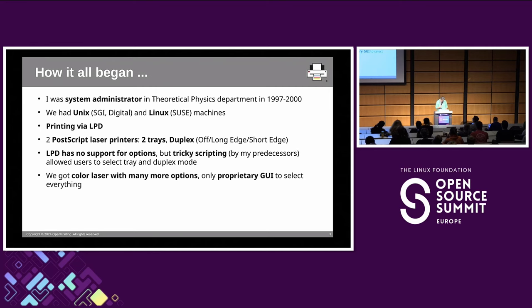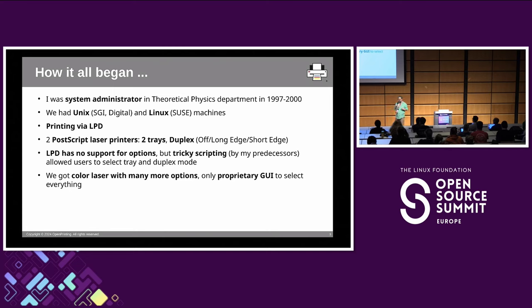And one thing, how it all began. In the late 90s, I did a PhD in physics, in theoretical physics. And during this PhD time, I was a system administrator for the department, and we had Unix machines, SGI and Digital, and then I had to add as my first step also Linux, so that everyone has access to the computer network in their office, Linux PC. And the first distro which I installed was SUSE 5.1, 1997.